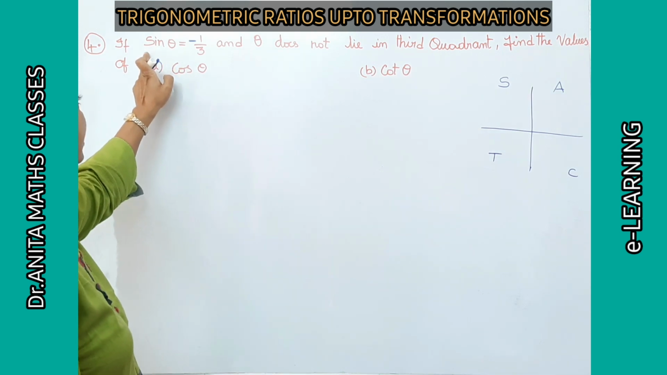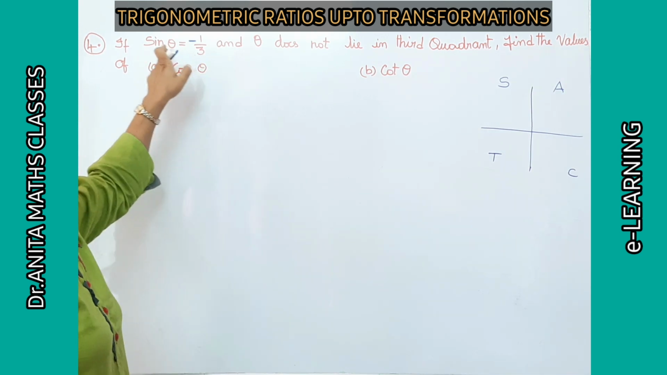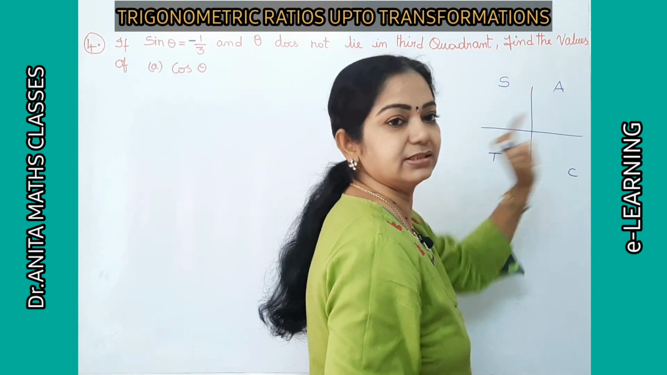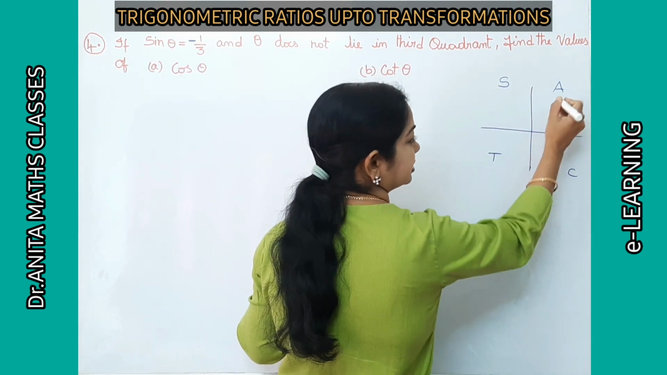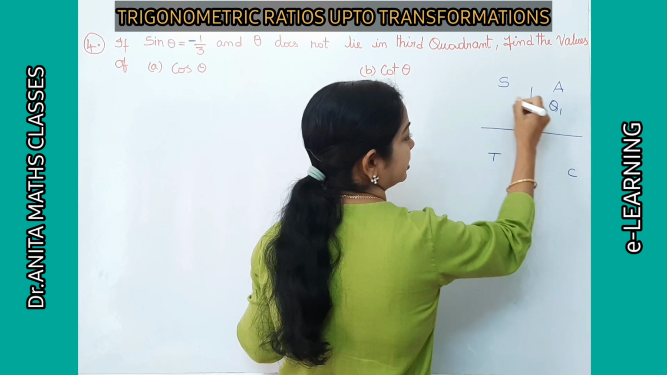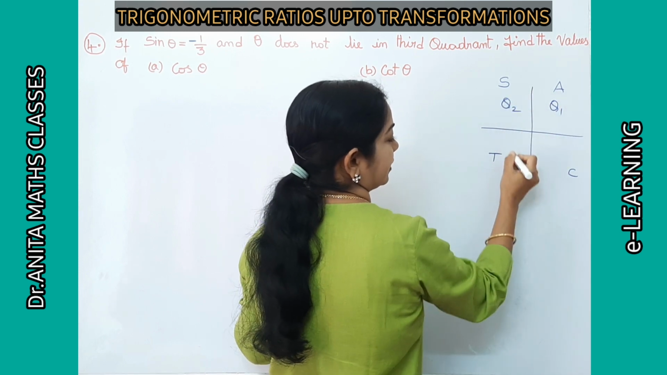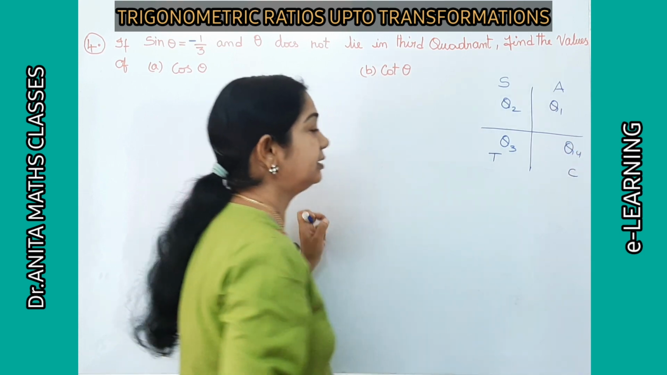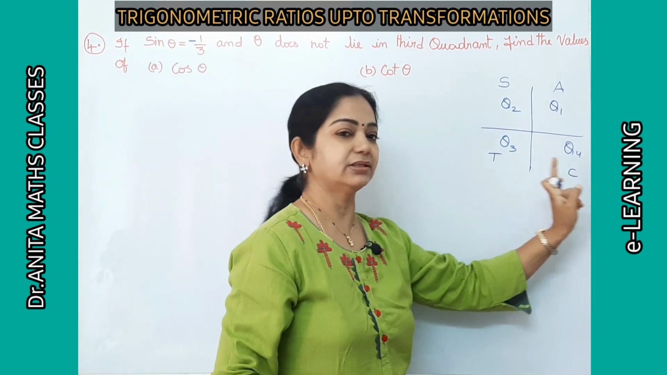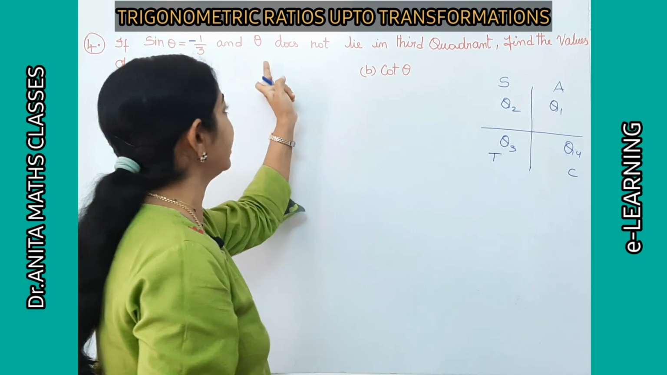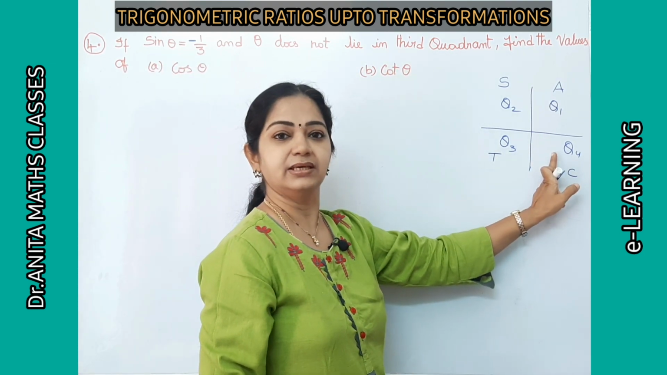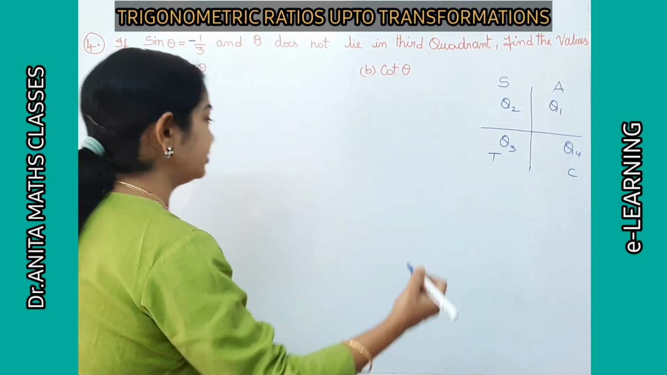Now here sin theta is given as negative, that means sine is negative only in these two quadrants. This is the first quadrant, this is the second, third and the fourth. So negative means only in the third and fourth quadrants, but given the condition that it is not in the third quadrant, theta lies in the fourth quadrant. We have to see it like that.